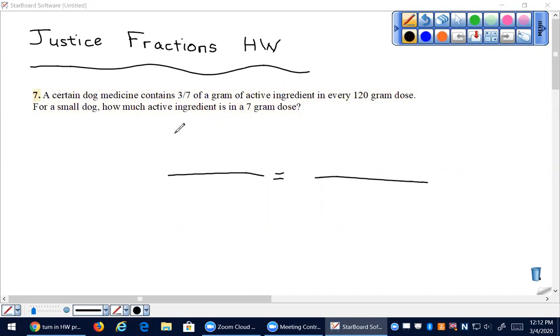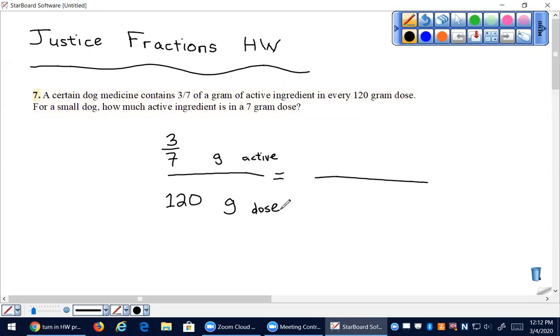Okay, so I start reading: 3/7 of a gram. And that's active. So if I just put gram, let me do this wrong first, then I'm not sure where things will go on the other side because it's all just grams. So I also need to write a little more words. Active, dose.